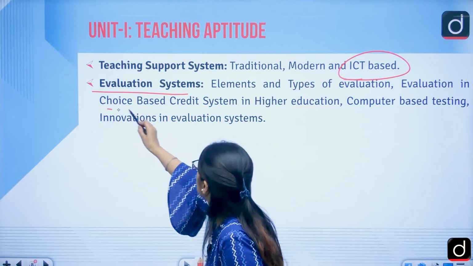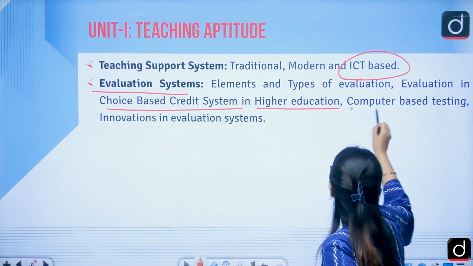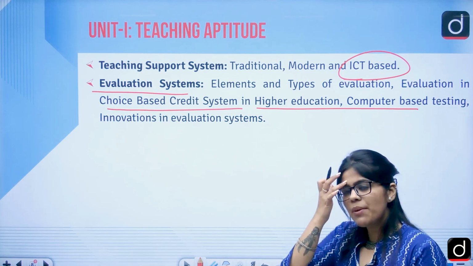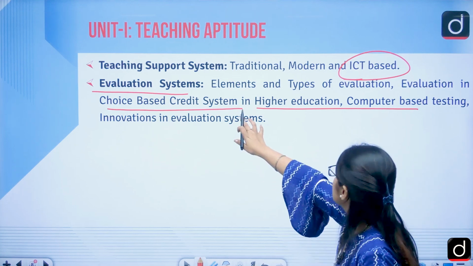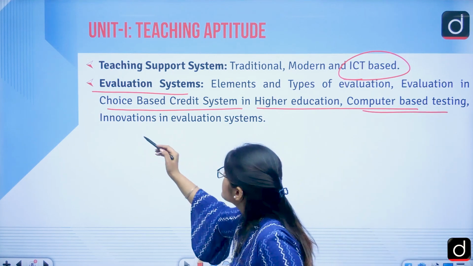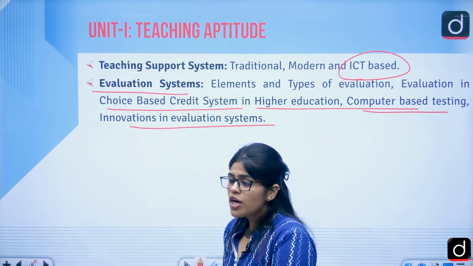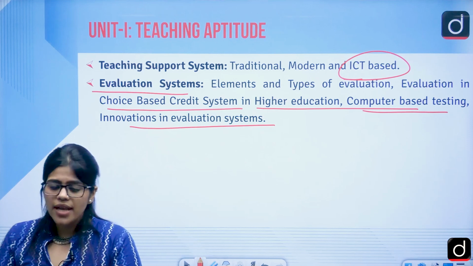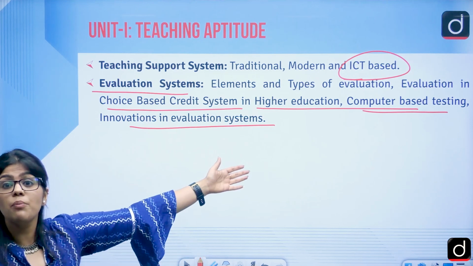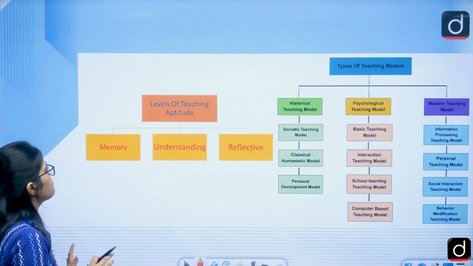In greater detail, we'll also be studying the choice-based credit system, from which they used to ask questions, but now I think in the past examination they did not. But we'll be dealing with this. We'll also be dealing with computer-based testing and the different innovations in the evaluation system. Earlier, comprehensive methods like rubrics were followed, but now we are using what? We are using computer-based testing. So we'll be dealing with these things as well.